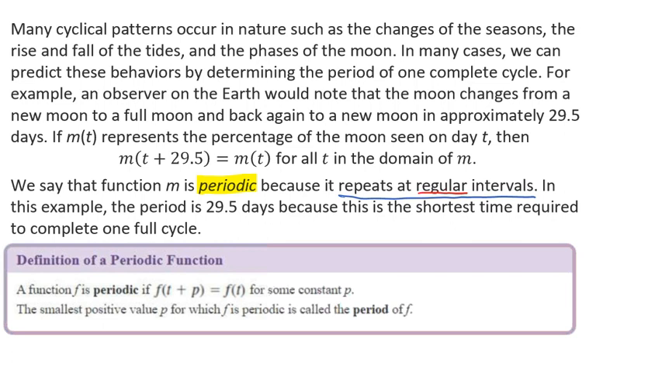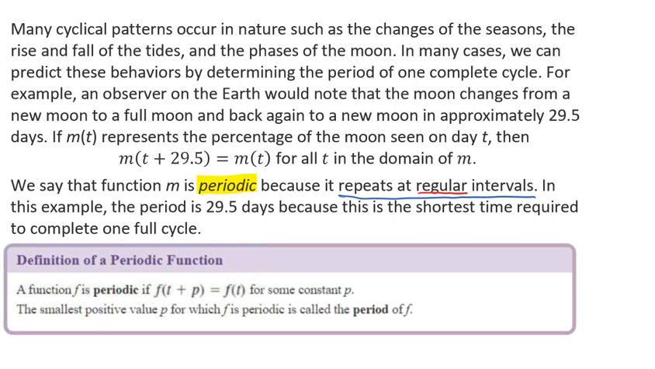So the definition of a periodic function is that a function f is periodic if f of t plus p equals f of t for some constant p. The smallest value p for which f is periodic is what we call the period of f.